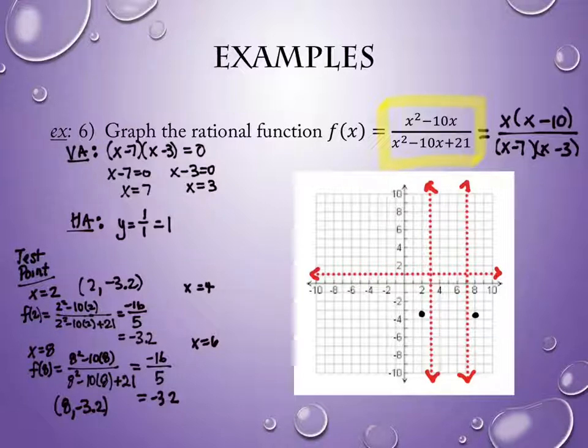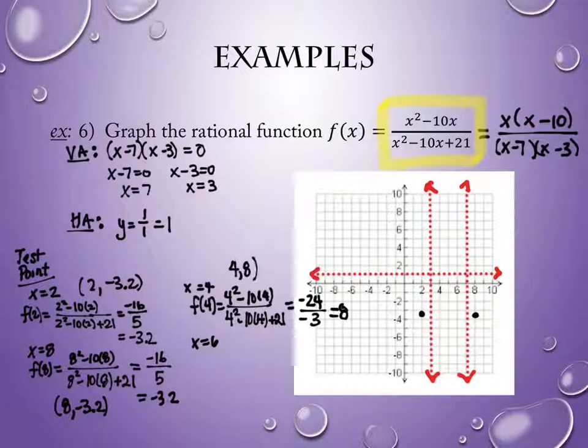That good? All right, let's see what happens then at 4 and 6. F of 4. So I'd have 4 squared minus 10 times 4 over 4 squared minus 10 times 4 plus 21. What is my numerator? Negative 24. And my denominator? What was it? Negative 3. Oh, that's a nice value. What's negative 24 divided by negative 3? It's 8. So my ordered pair on this one is 4, 8. So on my graph, I'm here.